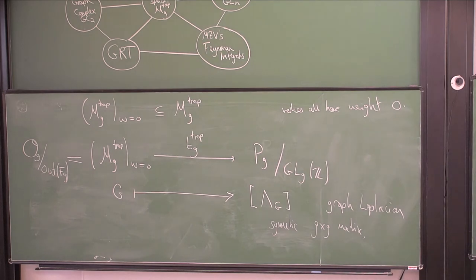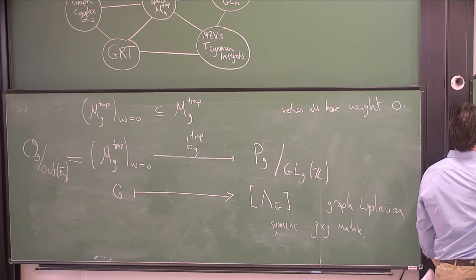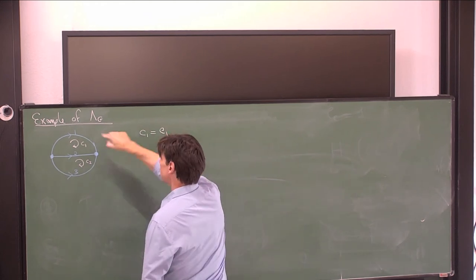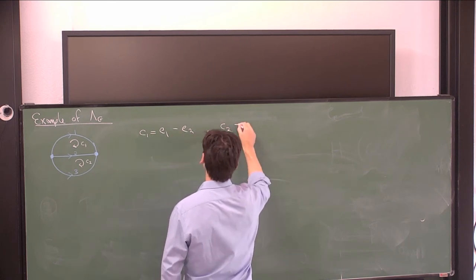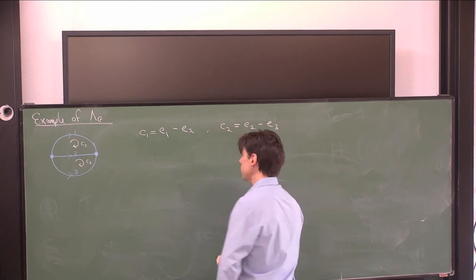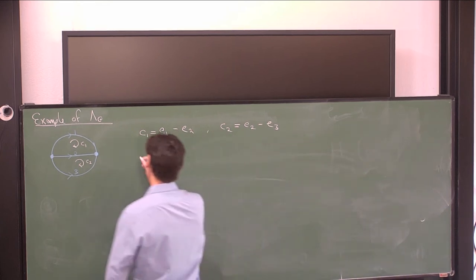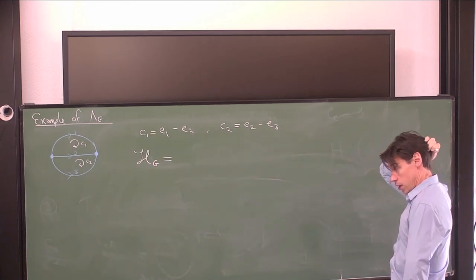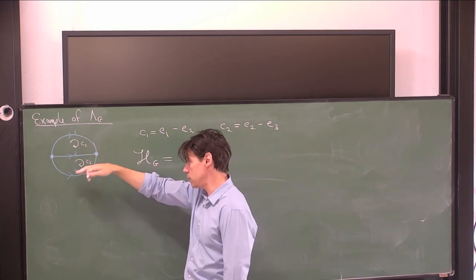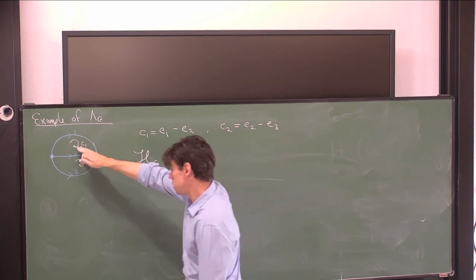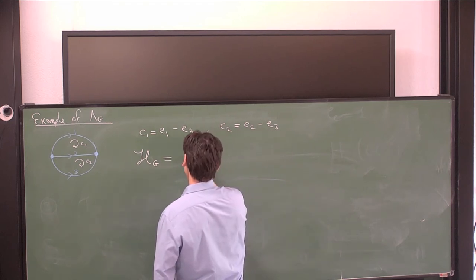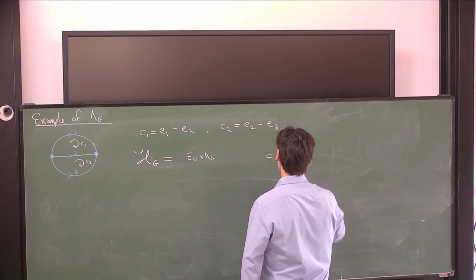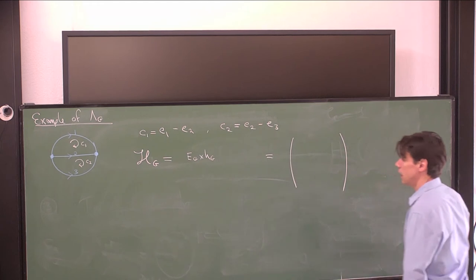Then let's choose a basis of cycles. So one cycle would be C1, C2. Cycle one is edge one minus edge two, and cycle two is edge two minus edge three. We can always do this. And then we form the incidence matrix. There are lots of different types of incidence matrices for a graph. The incidence is between edges and vertices, or edges and loops, or loops and vertices. So this is going to be between edges and loops, edges and cycles. So it's going to be a matrix which is E_G by H_G, and its entries are the coefficients of each edge in each cycle.